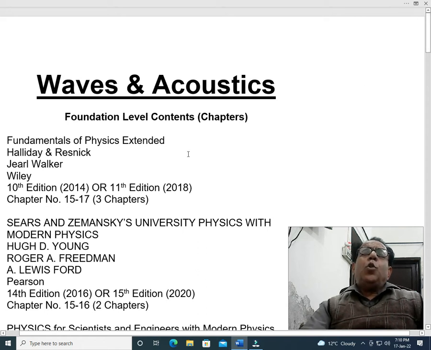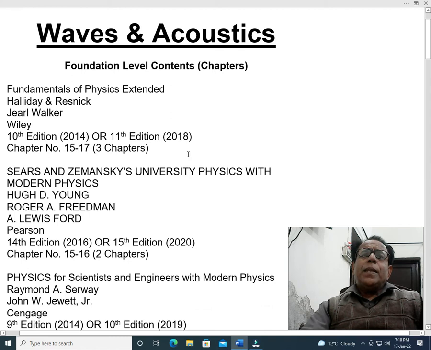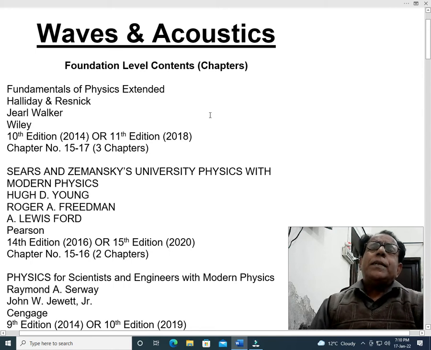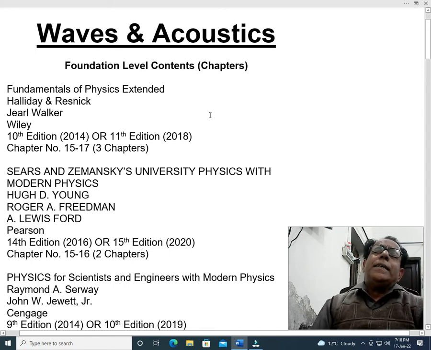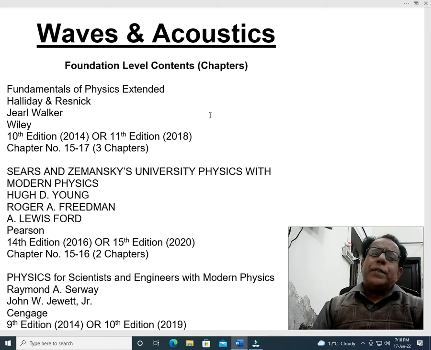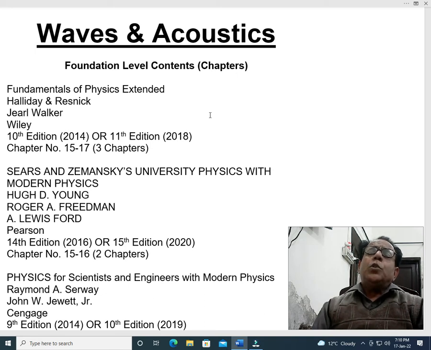Okay, so first we come towards the first general physics book, from which we will consider only relevant chapters. Okay, so the first book is Fundamentals of Physics Extended, Halliday, Resnick and Jearl Walker. Its publisher is Wiley, and its 10th edition 2014 or 11th edition 2018 will be followed.